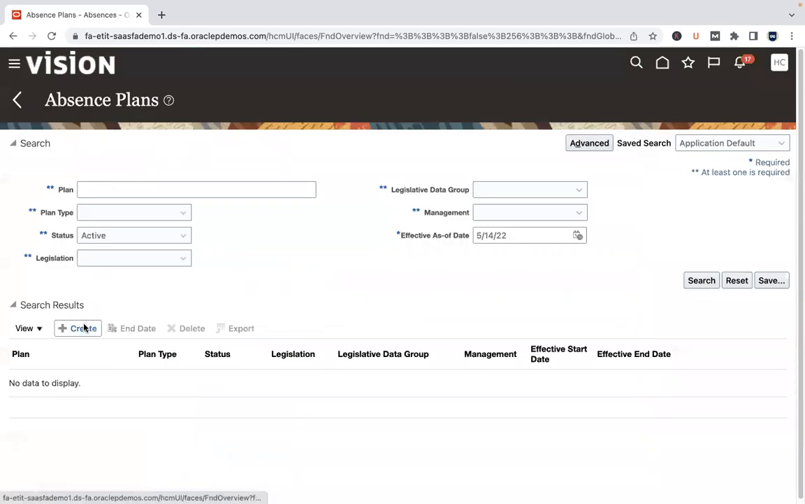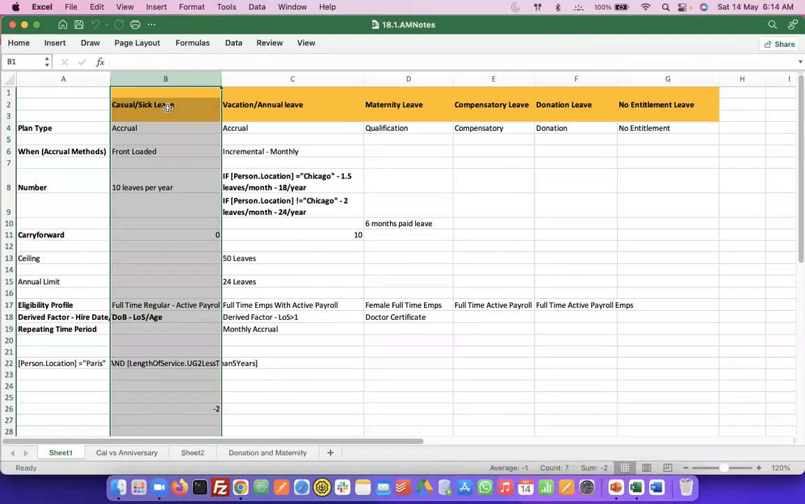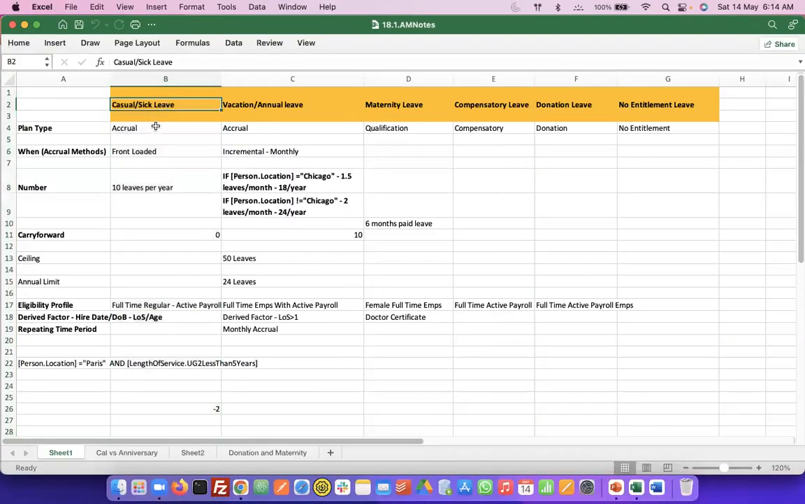And we'll go ahead and create a sick leave plan first. Remember, what is the requirement that we have for a sick leave plan? It is an accrual plan, and we need to load in 10 leaves per year to all the full-time regular employees who are on active payroll, and we load them on day one of the period. Okay, or on day one of the year. It could be, and the year could vary.